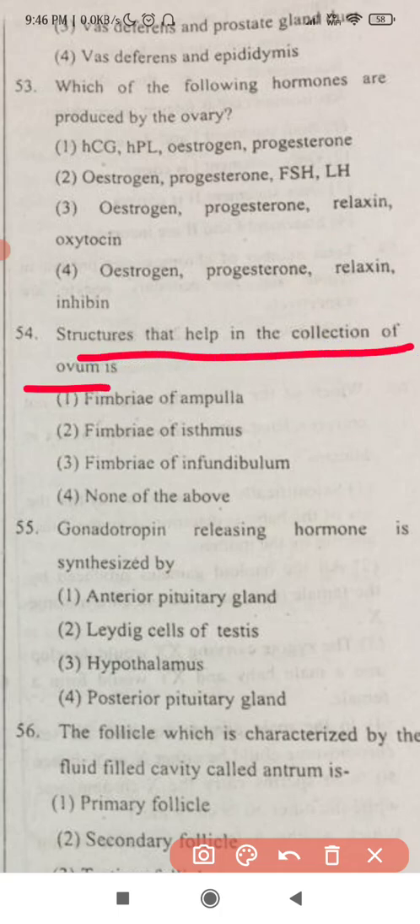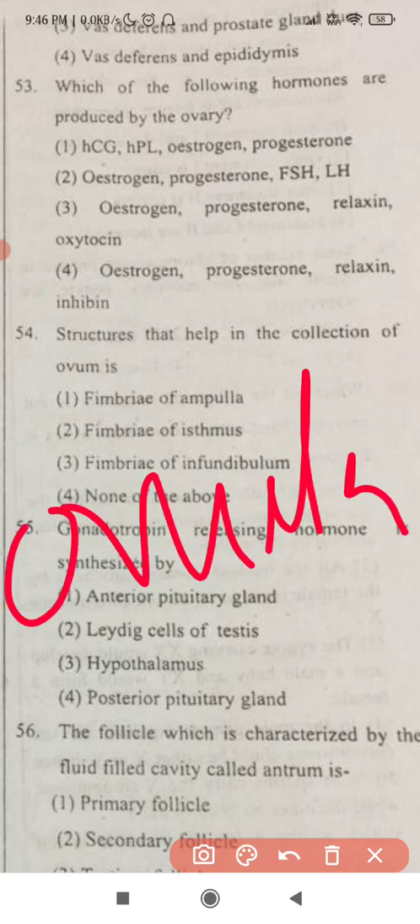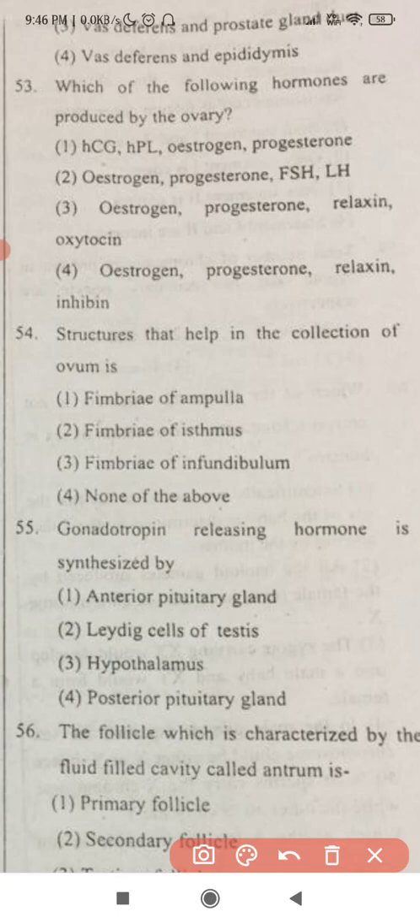Yes, relaxin is secreted during pregnancy by ovaries and also by placenta. Structures that help in the collection of ovum. So ovum comes out of the ovaries by the process called ovulation.